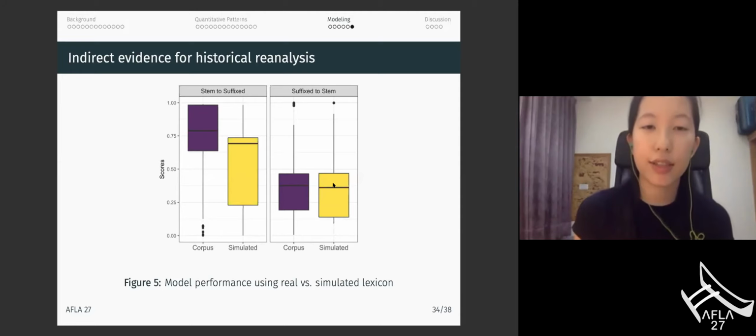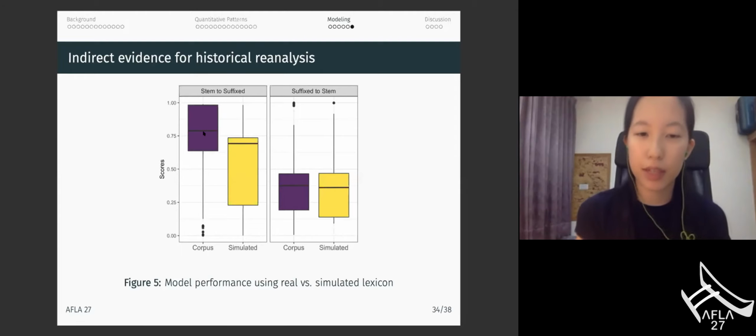In contrast, looking at the stem-based model on the left, we can see that it performs better on the corpus data compared to the simulated lexicon. So this suggests that the relative informativeness of the base cannot just be completely explained by phonotactics.